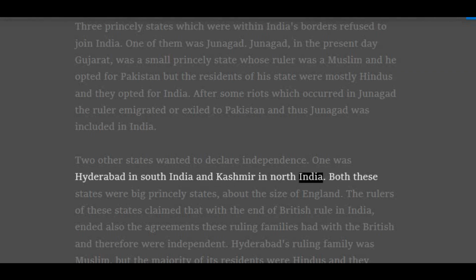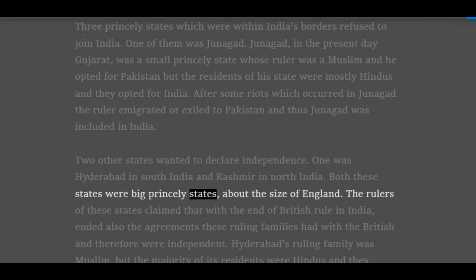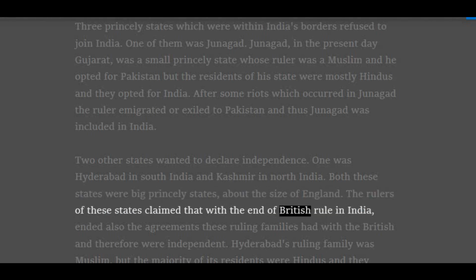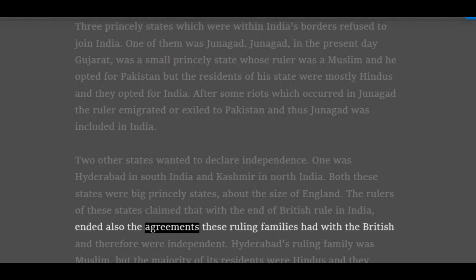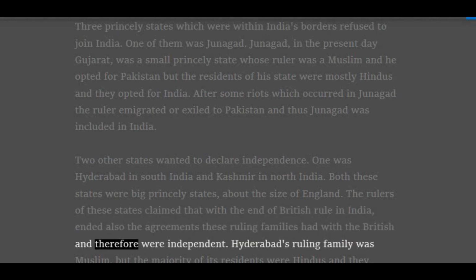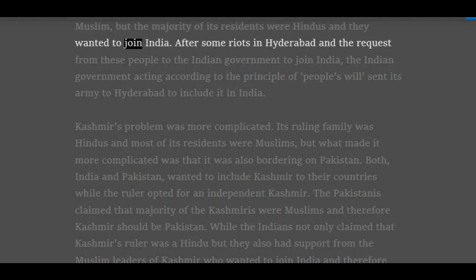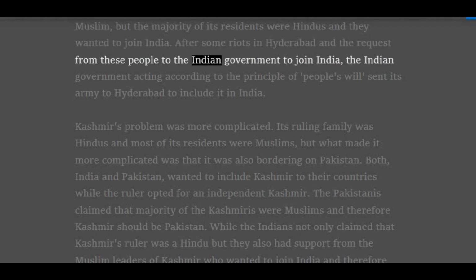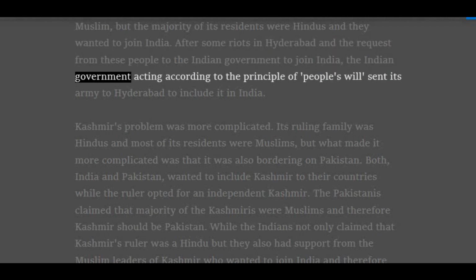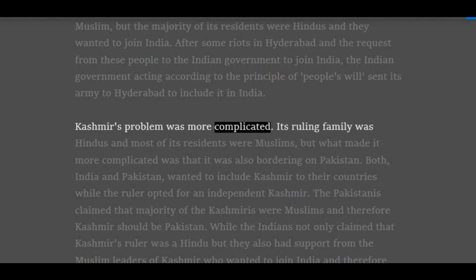One was Hyderabad in South India and the other was Kashmir in North India. Both these states were big princely states, about the size of England. The rulers of these states claimed that with the end of British rule in India, the agreements these ruling families had with the British also ended, and therefore they were independent. Hyderabad's ruling family was Muslim, but the majority of its residents were Hindus and they wanted to join India. After some riots in Hyderabad and the request from these people to the Indian government to join India, the Indian government, acting according to the principle of people's will, sent its army to Hyderabad to include it in India.